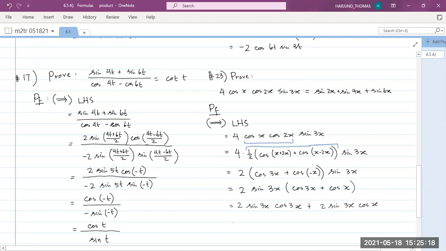Oh, okay. Well then, 2 sine 3x cosine 3x. That's just the double angle formula for sine, right? That's sine of 2 times 3x. Is that right? That's the double angle formula, that's formula 2.2.